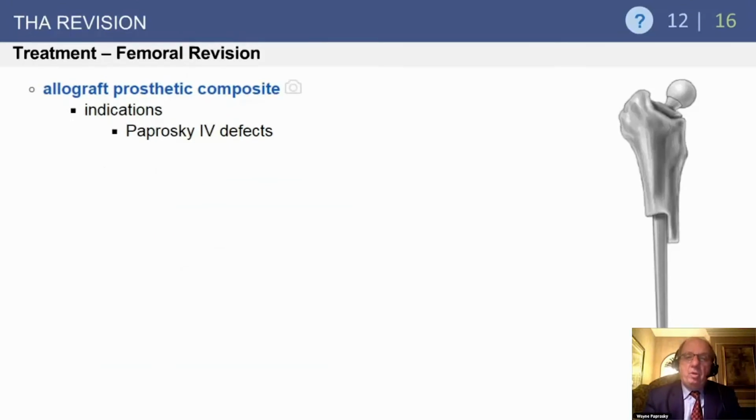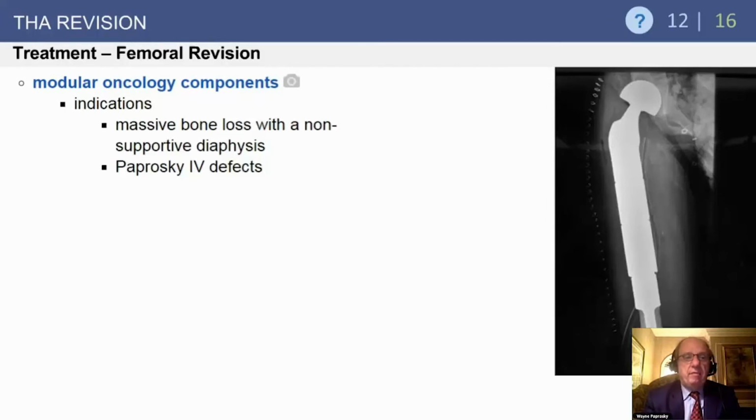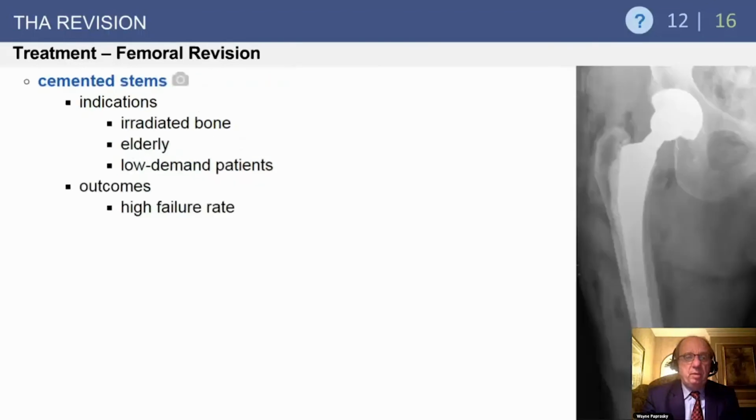And the type 4s, where there's no isthmus whatsoever, just a hollow tube, for many years allograft prosthetic composites were used in this case. That is, the proximal bad bone was replaced with an allograft since the metaphysis was non-supportive. And in the more infirm patient, proximal femoral replacements were used. Again, impaction grafting has been tried, but it's very difficult. And now we're extending the use of tapered stems, but there's only a limited amount of data in this.